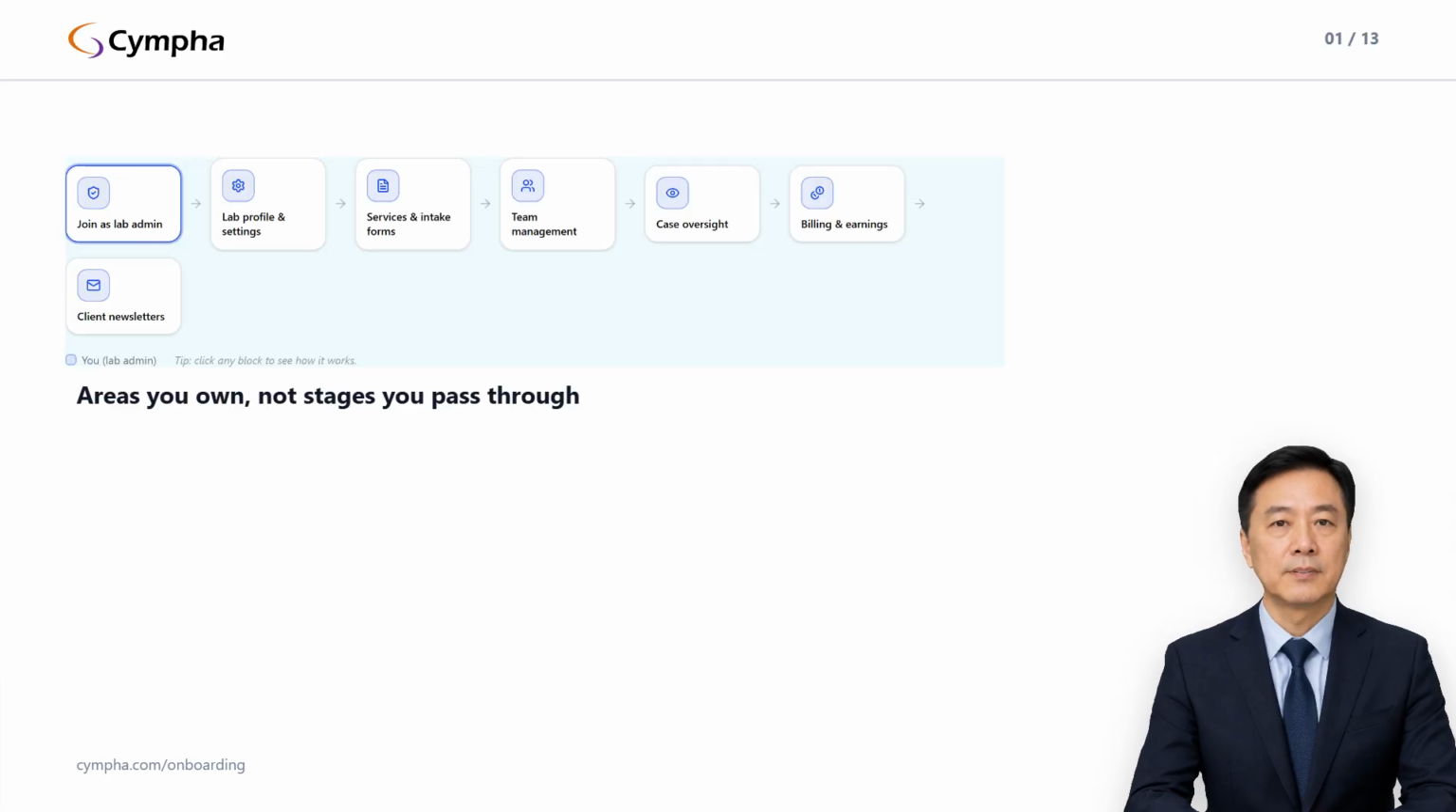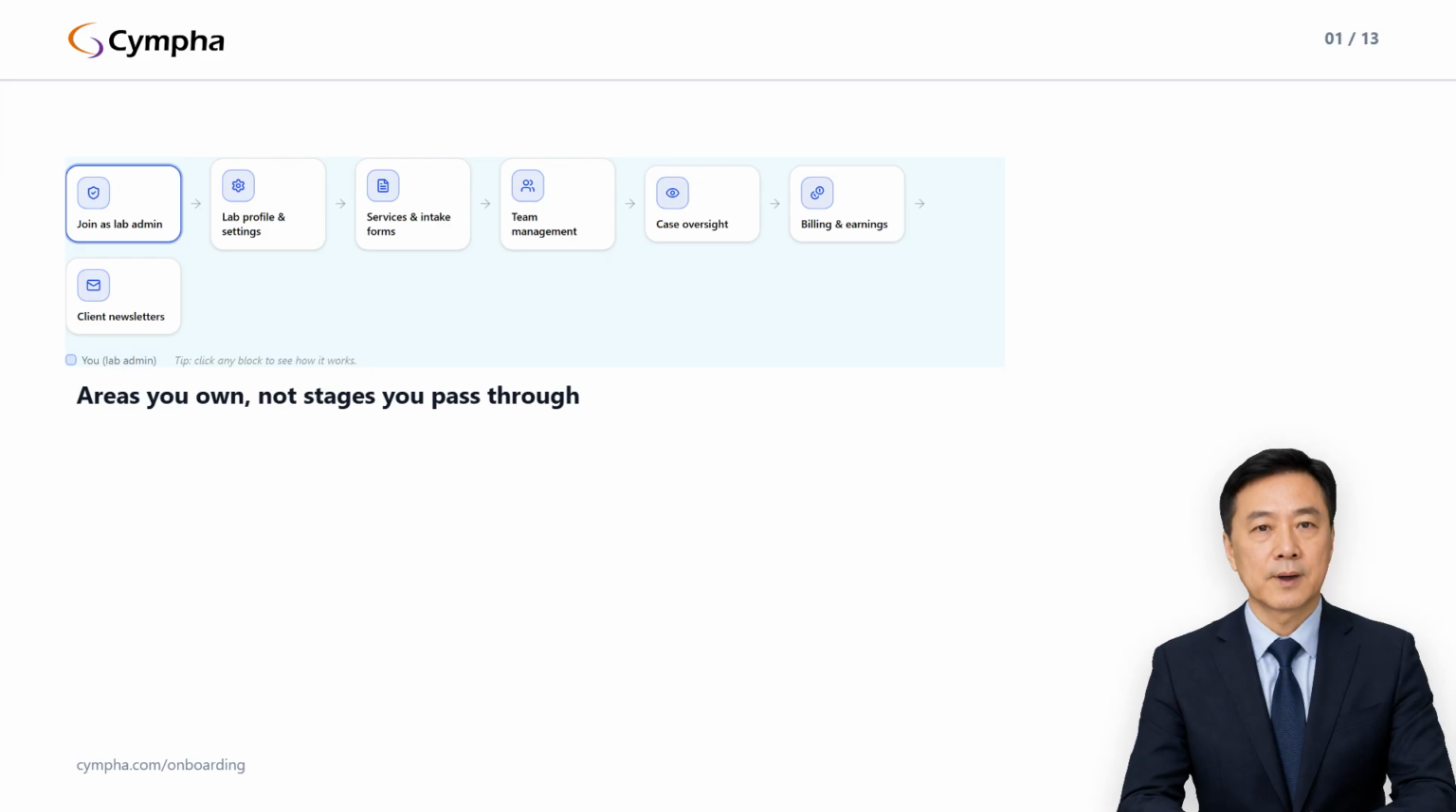Here is the shape of the role, and notice what this diagram is not. The other 3 sessions each follow a case from one end to the other, because those roles are steps in a case's life. Yours is not. What you are looking at is a set of areas you own: joining and being approved, the lab profile, the services and intake forms, the team, case oversight, billing and earnings, and client newsletters. They are areas rather than stages, and you move between them as the week demands rather than in a fixed order. That difference is the whole point of the role, and it is what new admins most often misread.